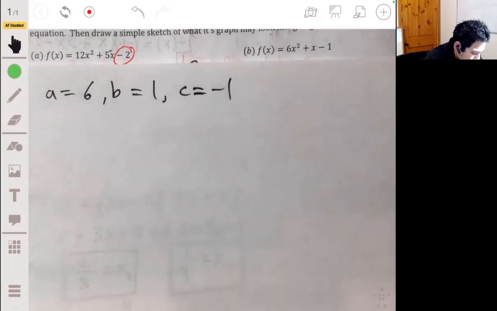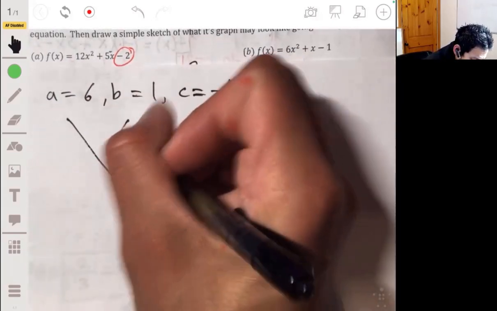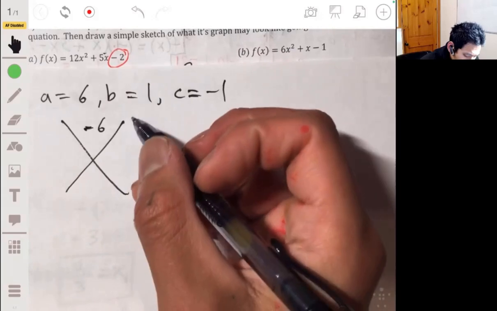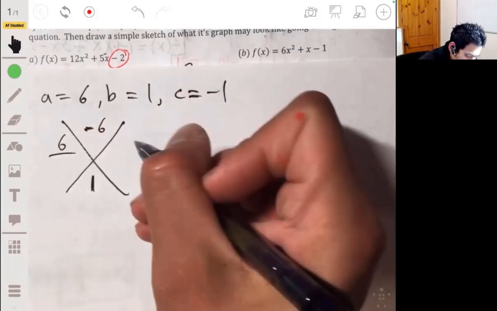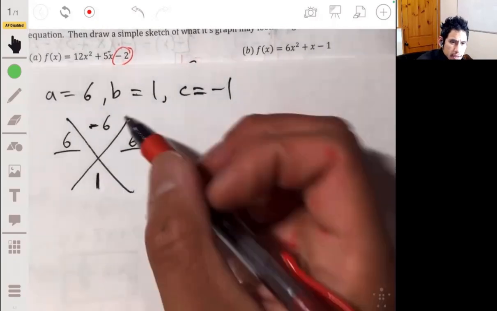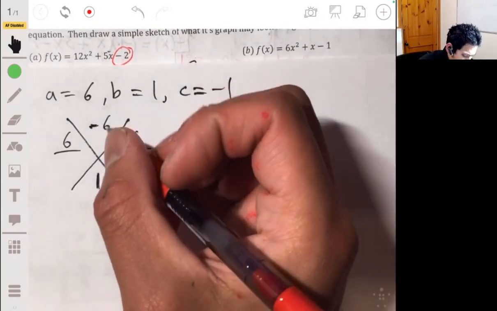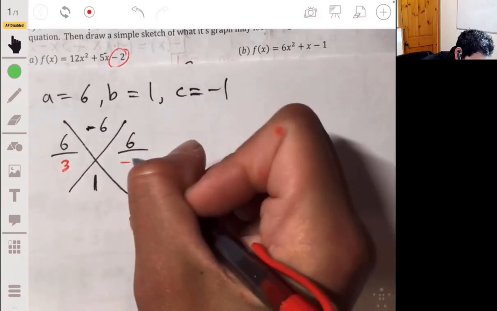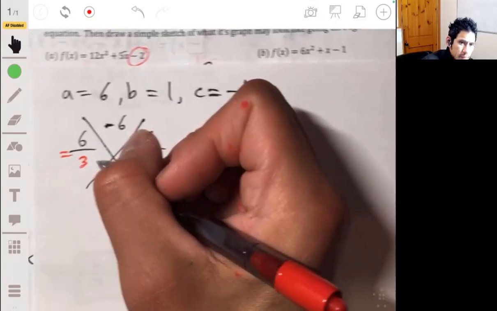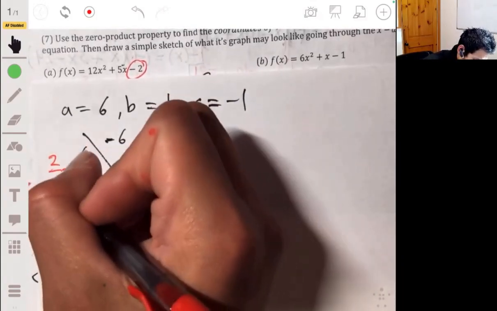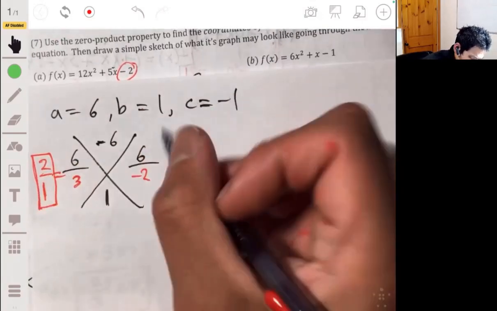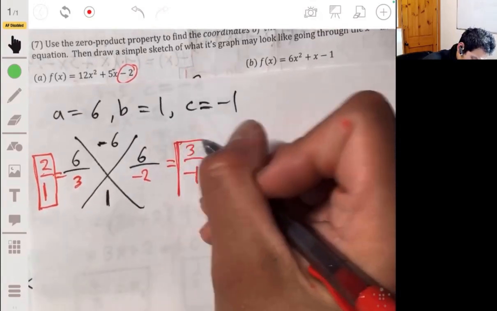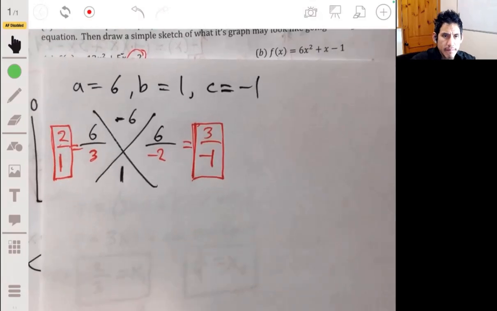And so, factoring, a times c is negative 6. We need two numbers that multiply to negative 6 and add to 1. 3 and negative 2, right? Remember to reduce. 6 over 3 reduces to 2 over 1. 6 over negative 2 reduces to 3 over negative 1. And we're going to use those values for that.